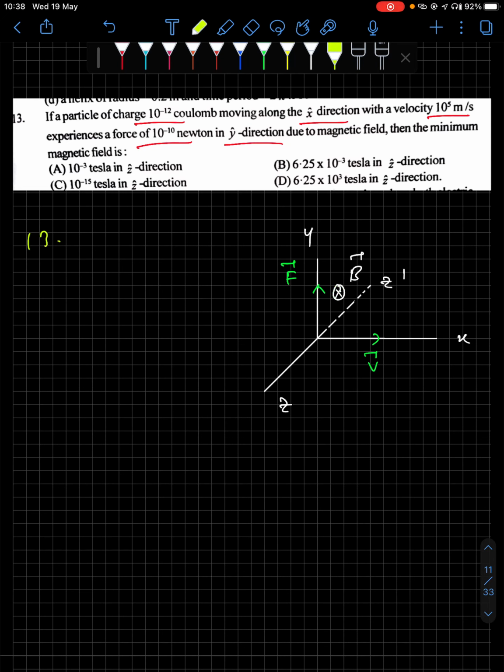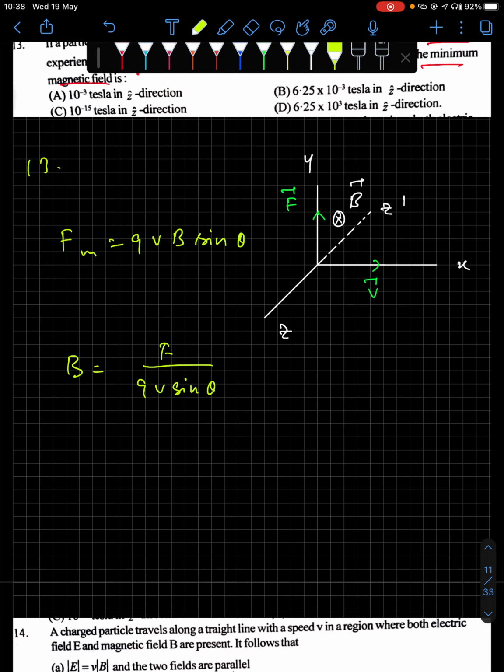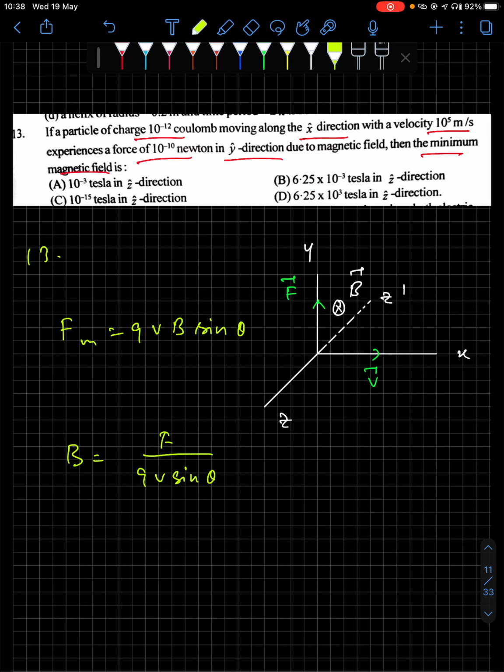Now if you check the relation, Fm equal to QVB sine theta, and it is asked for the minimum magnetic field. So B equal to F by QV sine theta. The force, Q and V are given in the question, so you cannot do anything with those. But for minimum magnetic field, sin theta has to be maximum, and sin theta is maximum when theta is 90 degrees, which means 1.